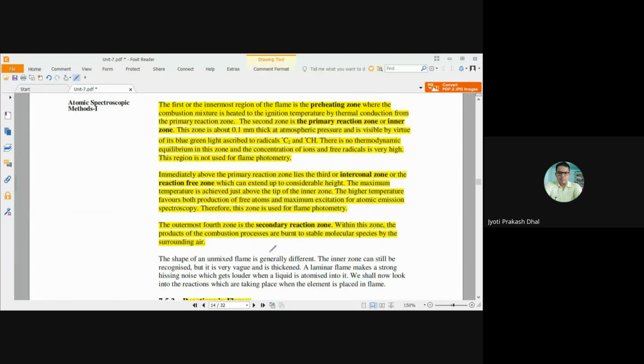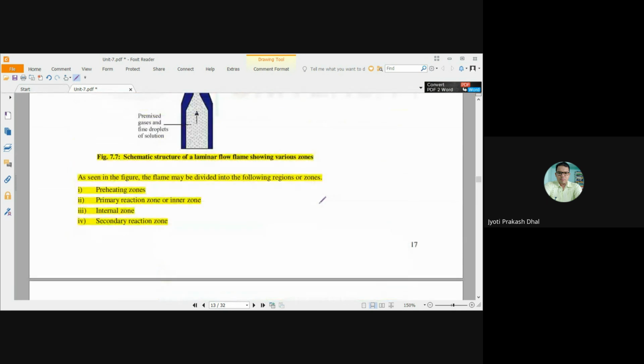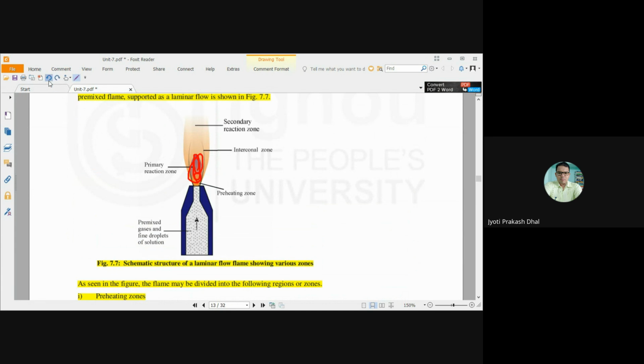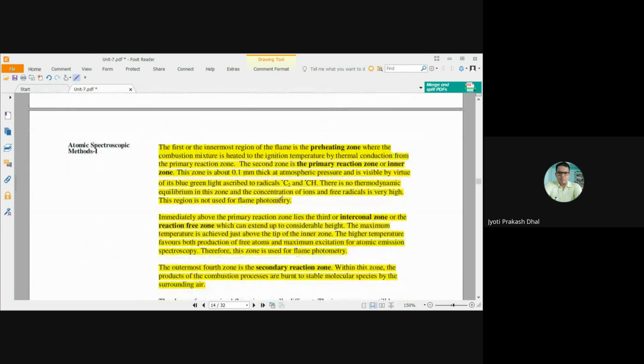Immediately above the primary reaction zone is the third zone, called the interconal zone or the reaction free zone, which can extend up to a considerable height, and the maximum temperature is achieved just above the tip of the inner zone. So that is the interconal zone, and the maximum temperature is observed in this zone.